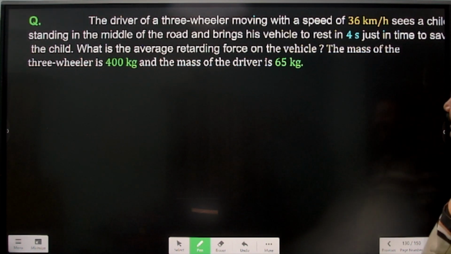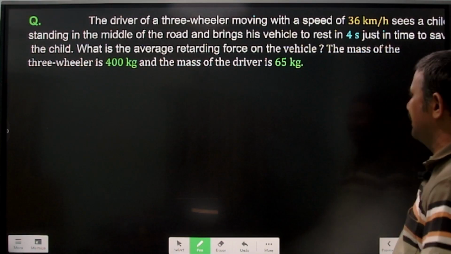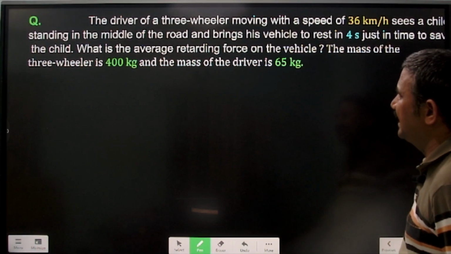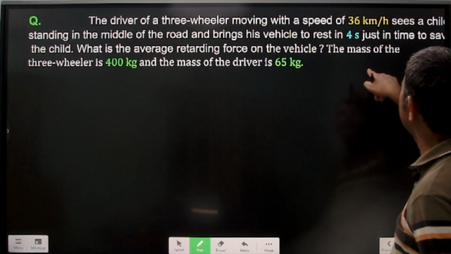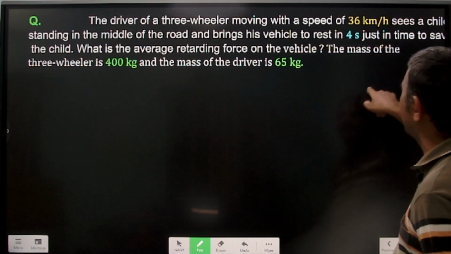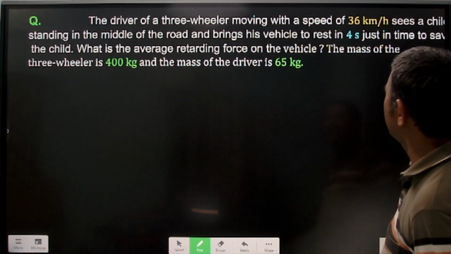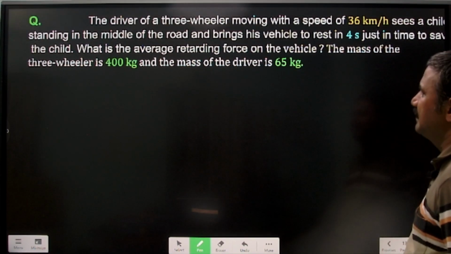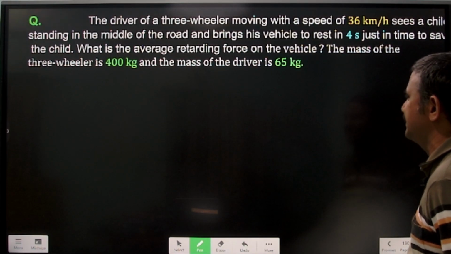Next, the driver of a three-wheeler moving with a speed of 36 km per hour sees a child standing in the middle of the road and brings his vehicle to rest in 4 seconds just in time to save the child. What is the average retarding force on the vehicle? The mass of the three-wheeler is 400 kg and the mass of the driver is 65 kg.